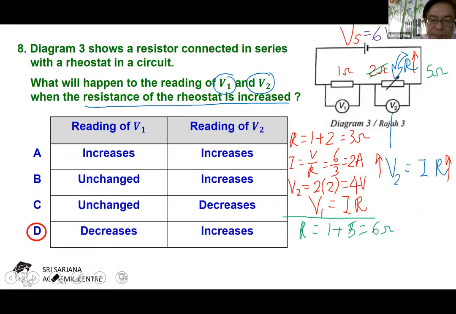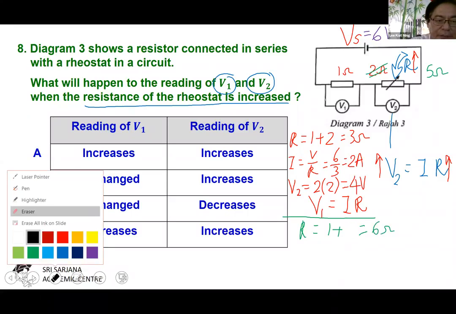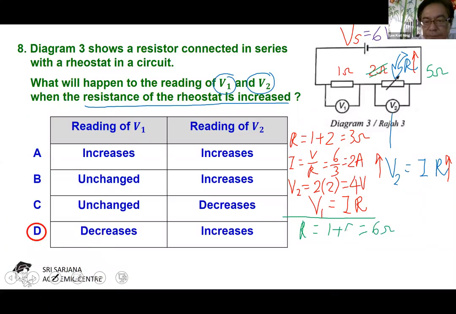Do you see 6 there? I'm going to erase and write again: 1 ohm plus 5 ohm. So the new current is still V over R. It's still 6 over 6, so it's 1 ampere.